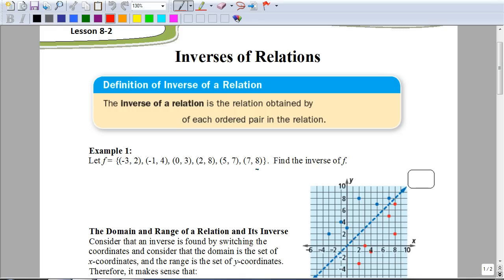It says the inverse of a relation is the relation obtained by switching the coordinates of each ordered pair in the relation. Now let's go ahead and add this to the box as well. We're going to get to this a little bit later, but we can also say or by switching the x and y in an equation.